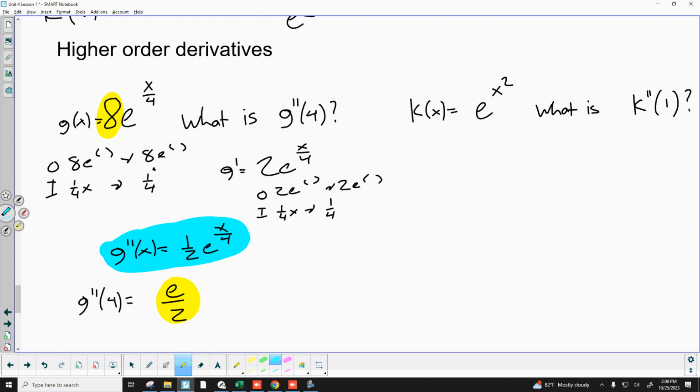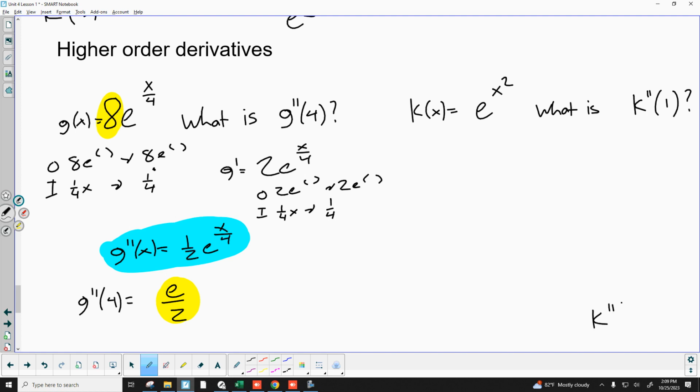All right. So every time we take the derivative of e to the x over 4, we realize we need the derivative of the inside, which is a 1/4, which means the 8 gets multiplied by 1/4 twice. It turns into a 2, and then it turns into a 1/2. Plugging in 4, 1/2 e to the first, e over 2. Cool. We feel good about ourselves. We're crushing. This is easy.